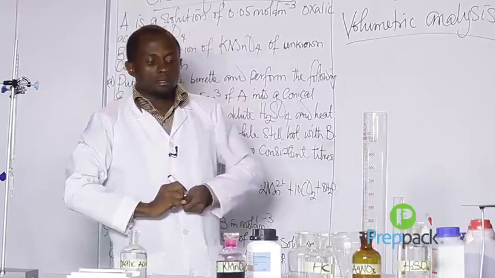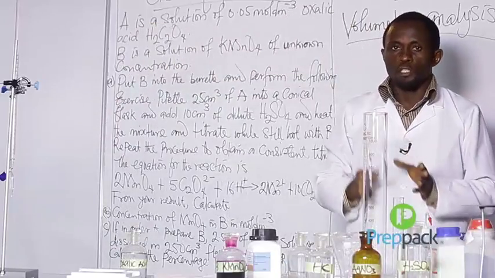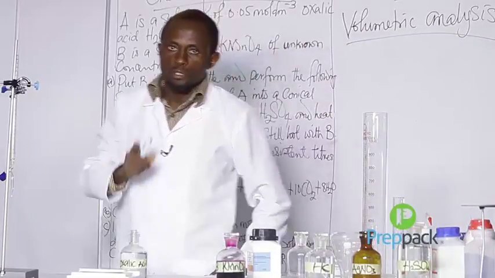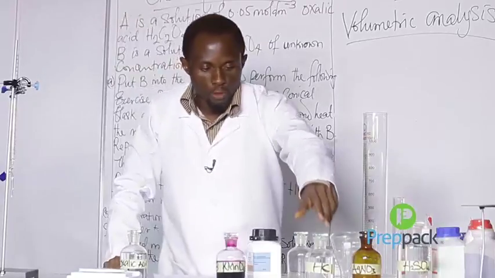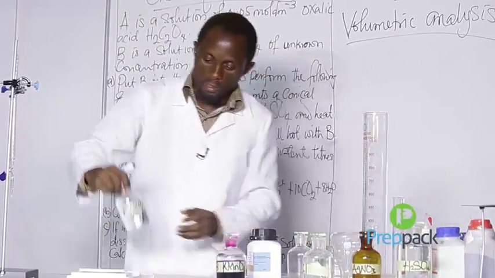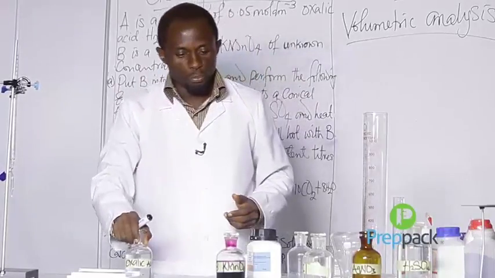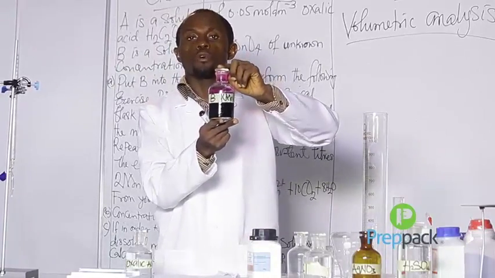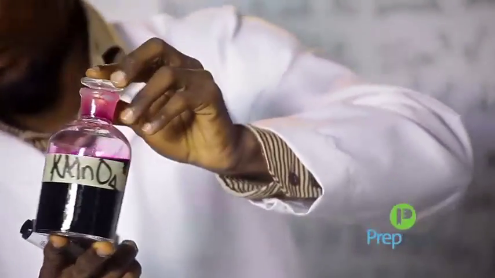As I said earlier, this is the aspect of practical chemistry that deals with titrating a particular solution, usually an acid, with another solution, a base. The acid is usually tagged A. As you can see, this is oxalic acid tagged A, and also the base tagged B, which is potassium KMnO4. The IUPAC name is potassium tetraoxomanganate 7.